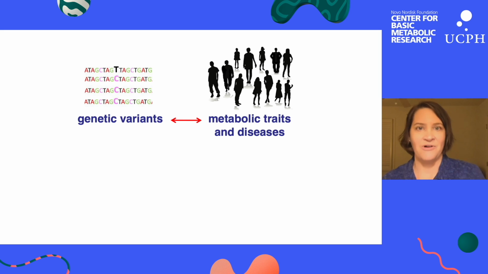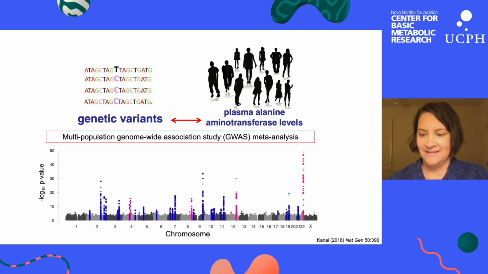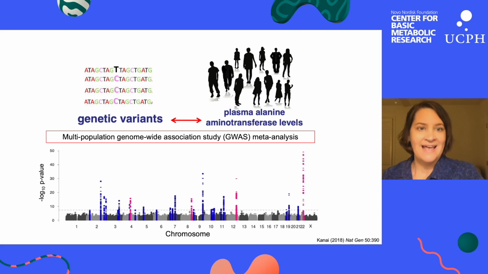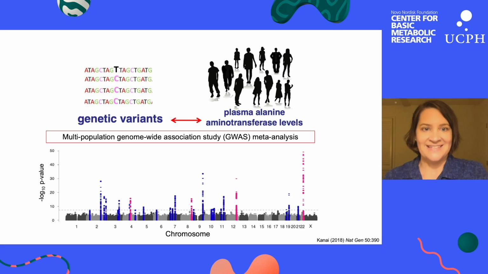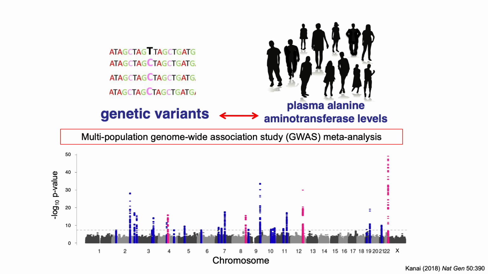By taking a genetic approach, I mean we're going to use the natural human variation, the genetic variants that exist in all of us, and relate those genetic variants to metabolic traits and diseases. This can be done through genome-wide association studies. In these studies, the genetic variants are tested for association with various traits. Shown here is an example of a genome-wide association study done with plasma alanine aminotransferase levels, so liver enzyme levels that are measured in the plasma. And these can be used as a marker for non-alcoholic fatty liver disease.